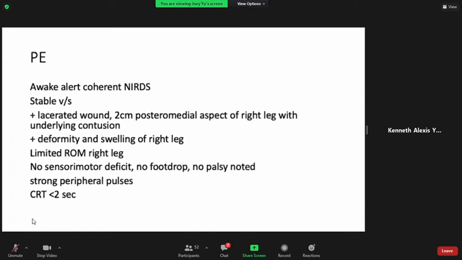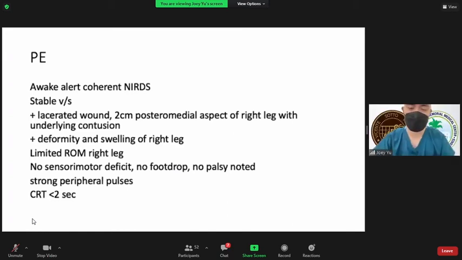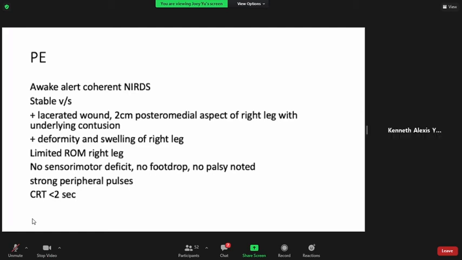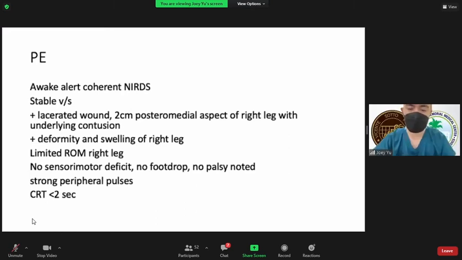Did you assess really the pulses? Is it really strong? Yeah, Doc. I appreciate your pulses, Doc. What's the oxygen saturation of the leg? About 99%, 98-99%.